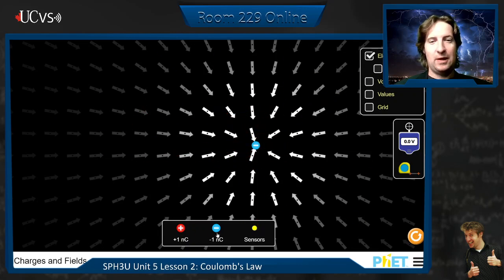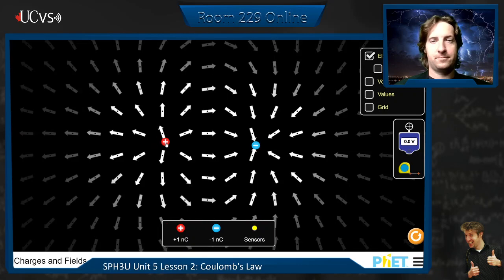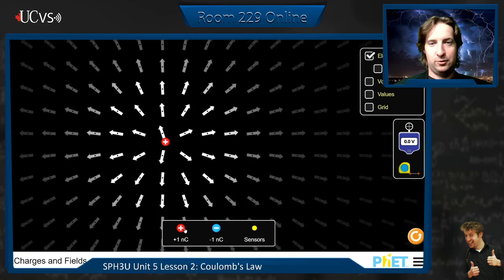And you guys can play with this as much as you like. Okay, let's take that sensor away. What happens though if there's two charges? What's going to happen if I have a positive and a negative? Now notice it's going out from the positive and into the negative. So we have these field lines generated. If we connect all these arrows, we end up with these field lines out from plus into negative. Right? And we can do the same thing with two positives.